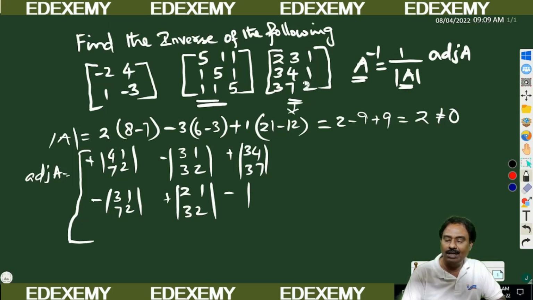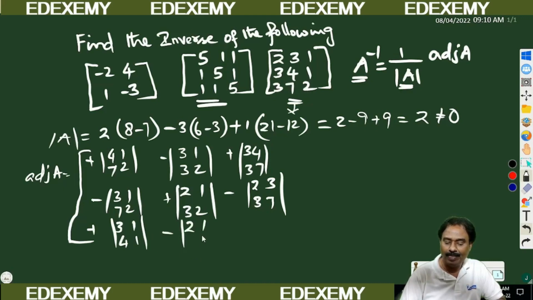you leave that row and leave that column. You will get 2 3, 3 7. Okay, now here plus determinant of. Now for this 3, you find, leave that row and column. 3 1, 4 1. Okay, plus will become minus determinant of, you leave that row and leave that column. You will get 2 1, 3 1.